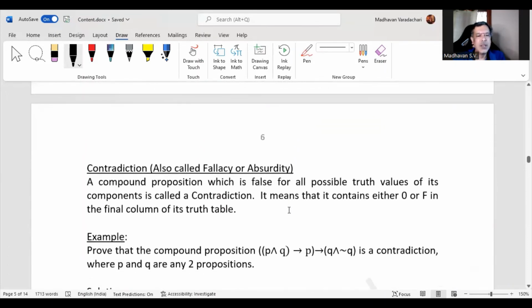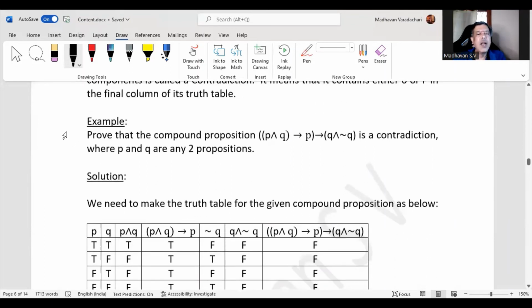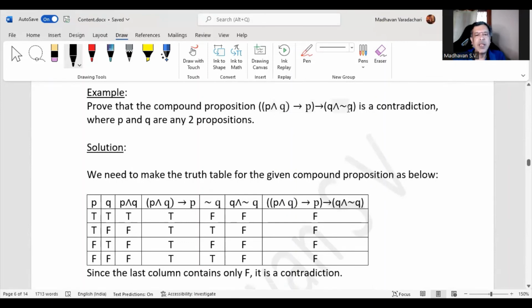Next comes contradiction. It is also called a fallacy or absurdity. A compound proposition which is false for all possible truth values of its components is called a contradiction. It means that it contains either 0 or F in the final column of its truth table. Again, to understand this, we have an example here. Prove that the compound proposition (P or Q implies P) implies (Q or not Q) is a contradiction, where P and Q are any two propositions.